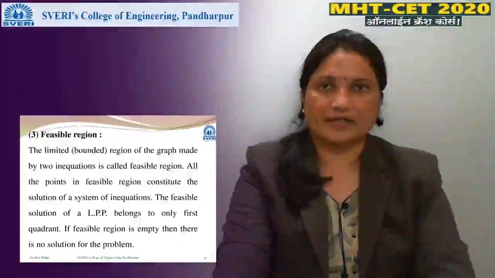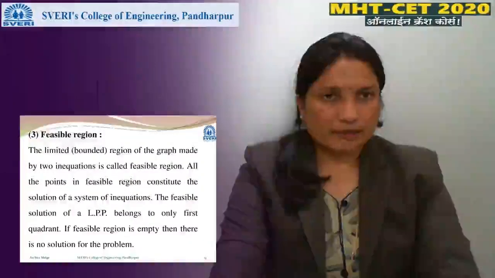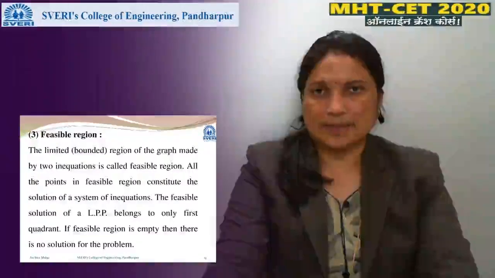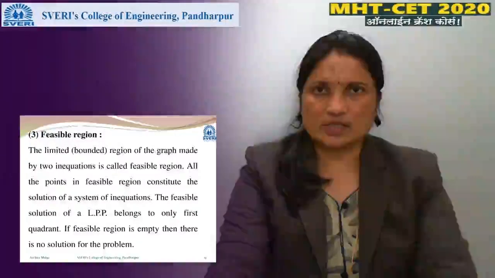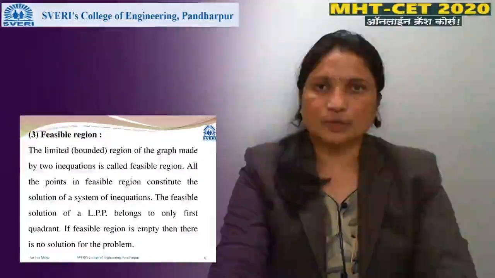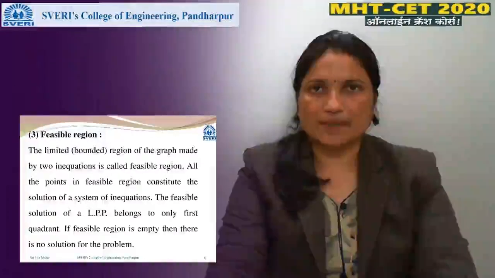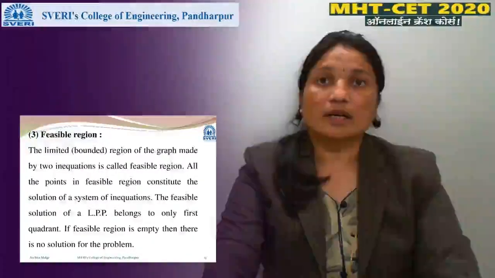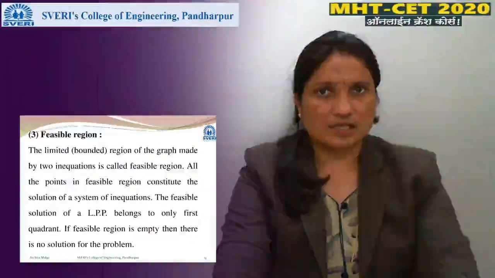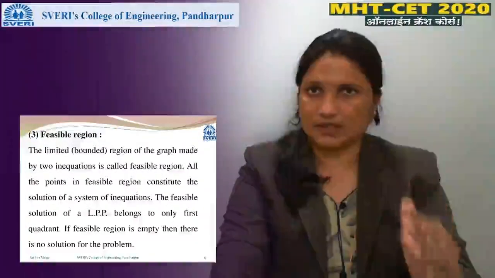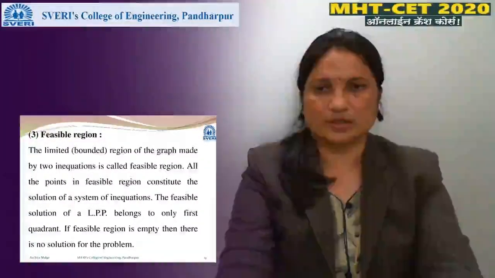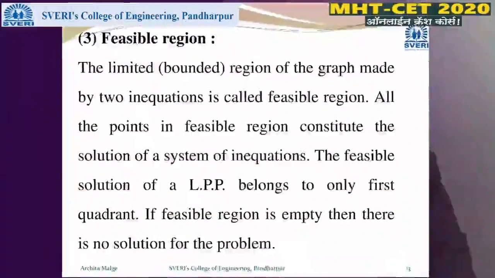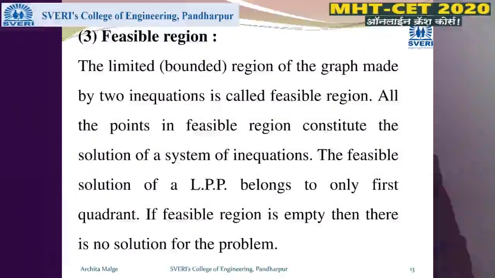Then what is the feasible region? Now, we are going to solve LPP examples, that is, linear programming problems. At that time we need two equations, maybe negative or non-negative. Simultaneous equations that are known as inequations are constraints. Constraints are restrictions to that region, and by using those constraints we can find the feasible region. So, the feasible region is the limited or bounded region of the graph made by two inequations.